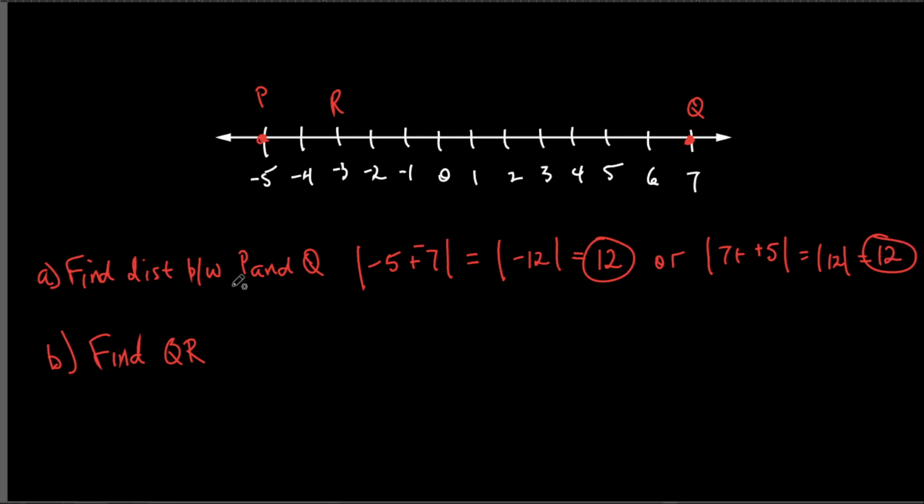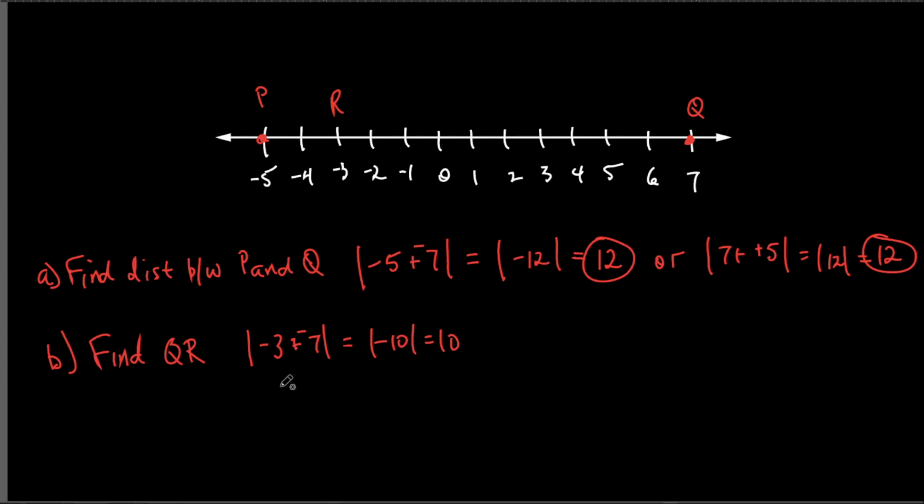All right, let's do QR now. Q is 7, R is -3. You do the same exact thing as we did up here. So let's go -3 minus 7. If you like doing it that way, left to right, that's fine. You can go right to left. It doesn't make any difference. Add the opposite right there. That's a -10, but it's in absolute value. So our answer is 10.